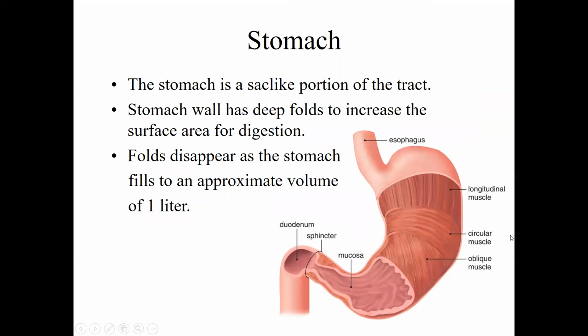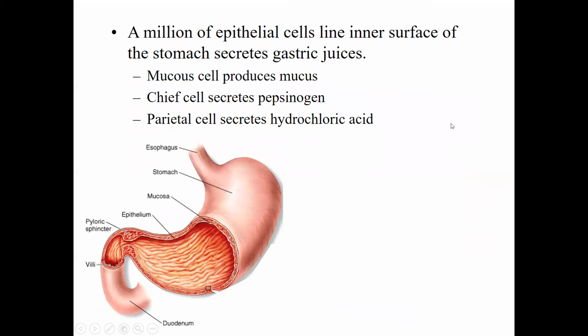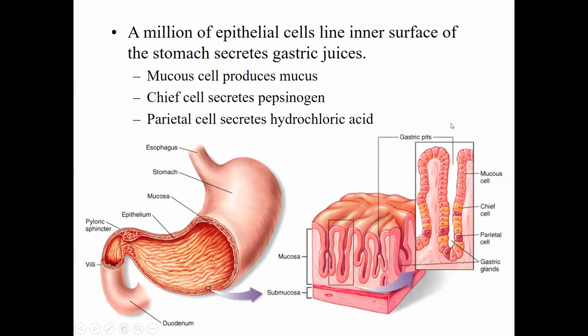Okay, the stomach is a sac-like portion of the tract. The stomach wall has deep folds. The deep folds increase the surface area for digestion, and they also enable the stomach to expand to a certain size when filled with food. The folds disappear as the stomach fills to an approximate volume of 1 liter. Millions of epithelial cells line the inner surface of the stomach to secrete the gastric juices.